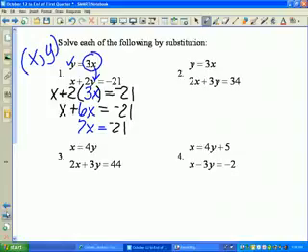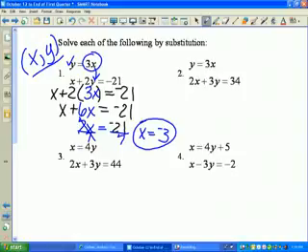In order for me to find out what x is, I have to divide everything by 7. So once I divide everything by 7, those two 7's are going to cancel out, leaving me with x equals negative 21 divided by 7, which is negative 3. So right now, x is going to equal negative 3. So as I mentioned before, an ordered pair is x comma y. I found x. Now I have to find y.